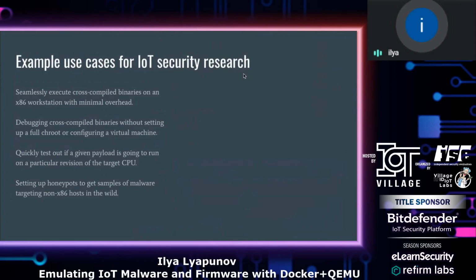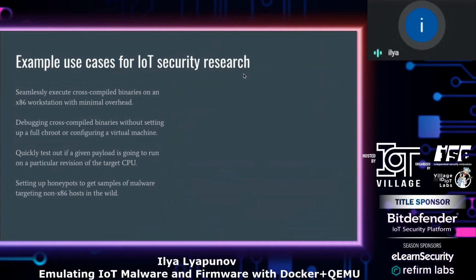So why is this useful for IoT security research? Well, first we can just execute cross-compiled binaries on our workstations without any overhead. This is useful in a variety of scenarios, and that's not even limited to IoT research or security research. That's just useful for anybody that works on multi-architecture software. Another thing this allows us to do is debug cross-compiled binaries without setting up a whole chroot or configuring a virtual machine for it.